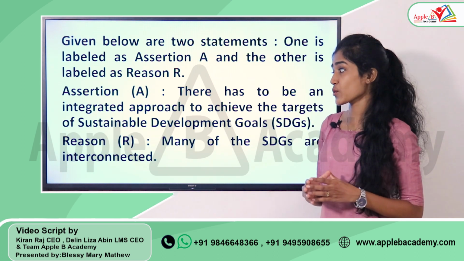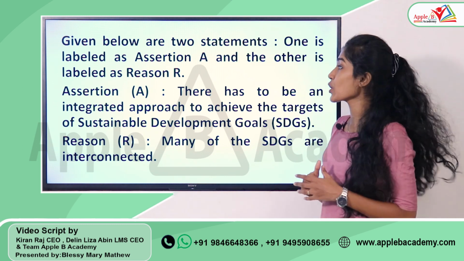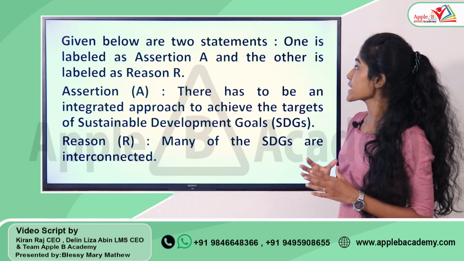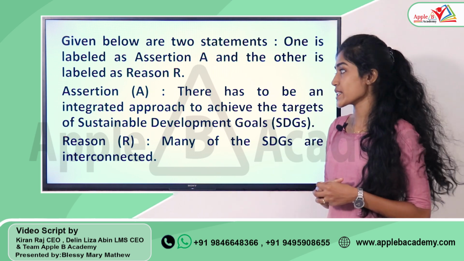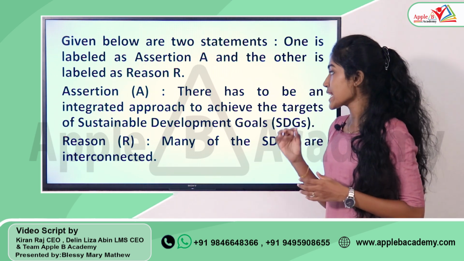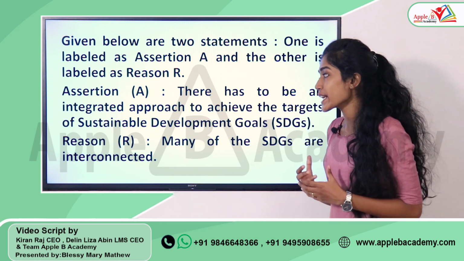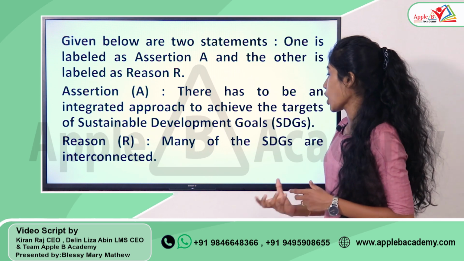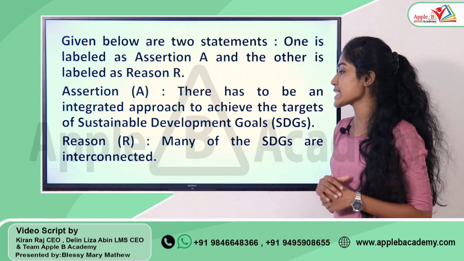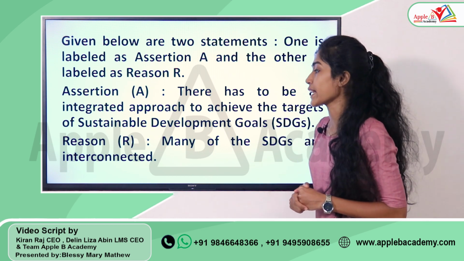So here you have the first question. This is an assertion-reason question. Given below are two statements, one labeled as assertion A and the other as reason R. The assertion says there has to be an integrated approach to achieve the targets of sustainable development goals, or SDGs, and the reason says many of the SDGs are interconnected.